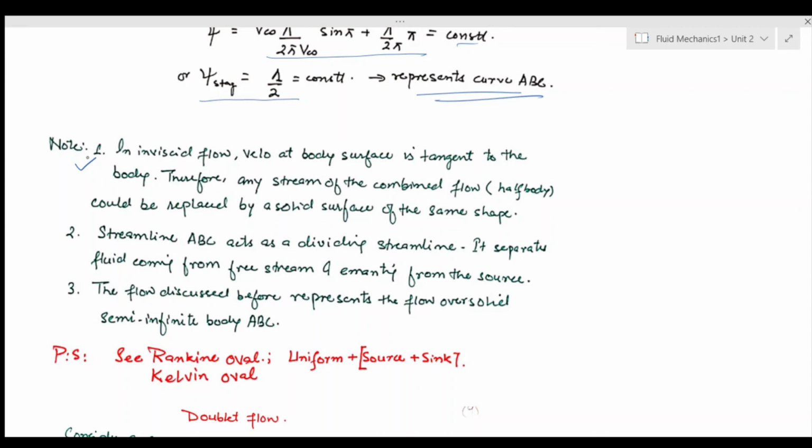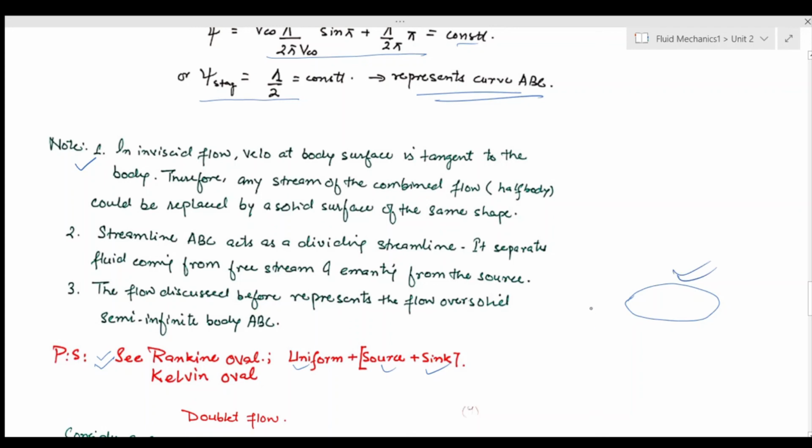Now that was for a half body. This body is parabolic or curved in shape but extends infinitely towards the positive x direction. But let's say instead of that, if you are interested in an oval shape, then that could also be studied, and I would encourage you to look into that. It is known as a Rankine oval. And a Rankine oval is nothing but a uniform flow plus a source flow plus a sink flow. If you do that, you would get something like this.